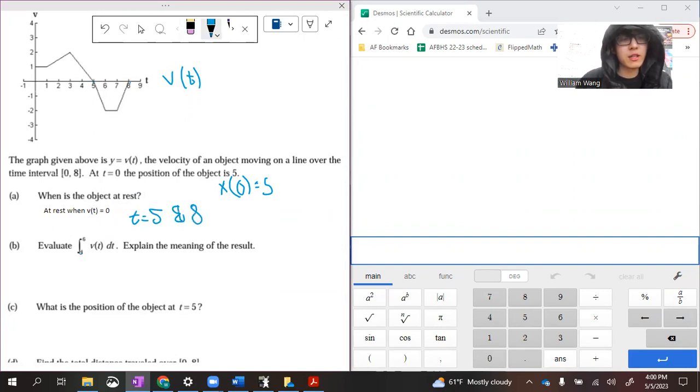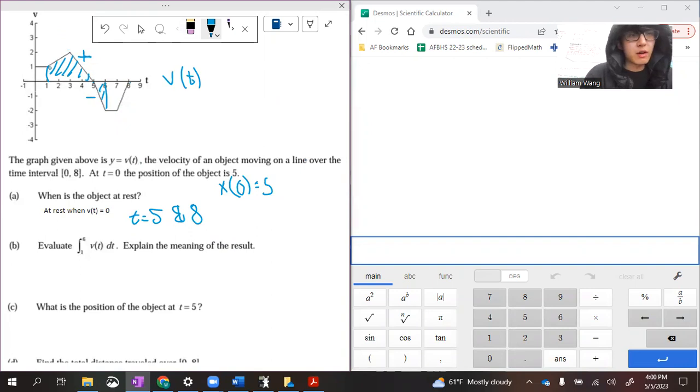All right, evaluate the integral from 1 to 6. Explain the meaning of the result. Okay, let's think about that. If I'm evaluating the integral from 1 to 6, I'm going to actually highlight or shade in what that is. So that's this starting from 1 to 6. All right, first let's evaluate that integral. Remember, all this area is positive, everything above. This small little triangle here is actually negative.